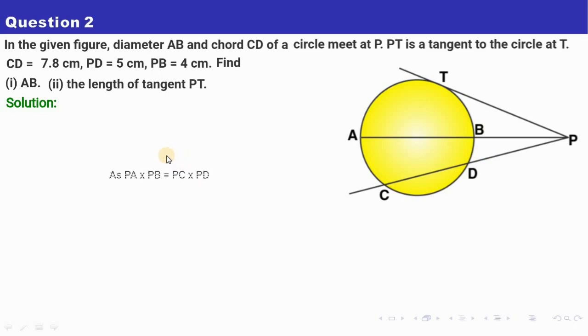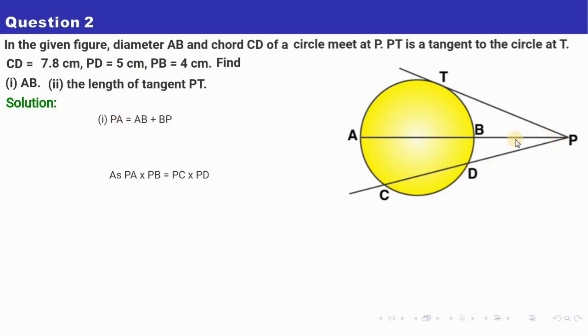Using that, we'll calculate AB. Let us see what things are available with us. Do we have PA? No, we don't have PA. Do we have PB? Yes, PB is there. Do we have PC? PC is also not there, so we need to calculate PC as well. And PD? Yes, we have PD.